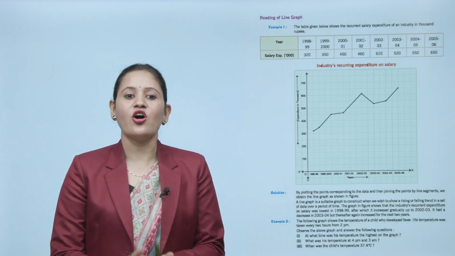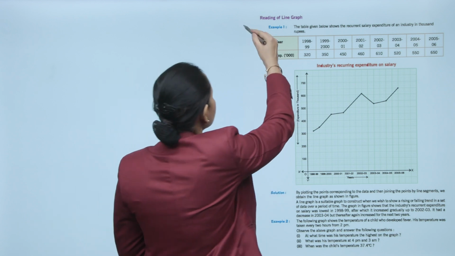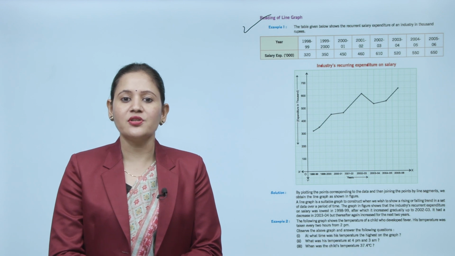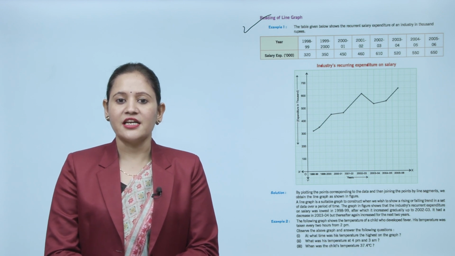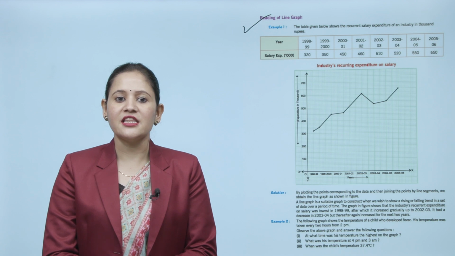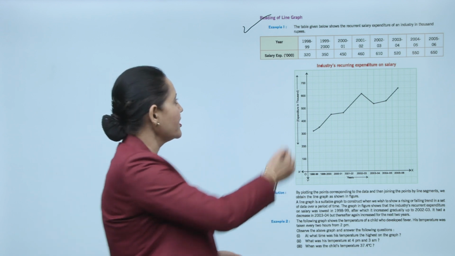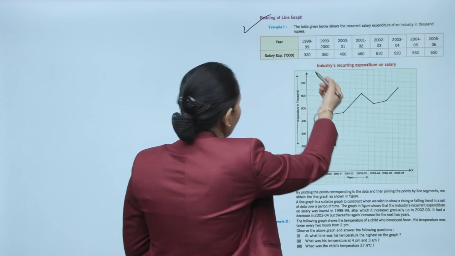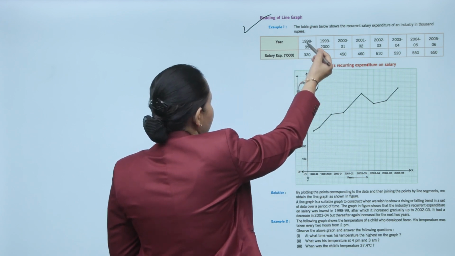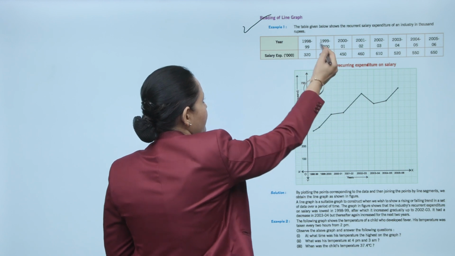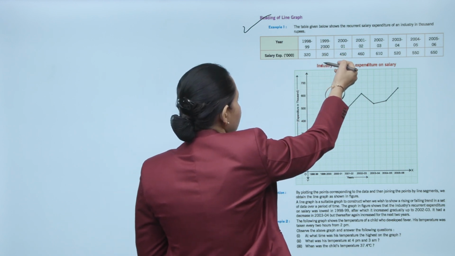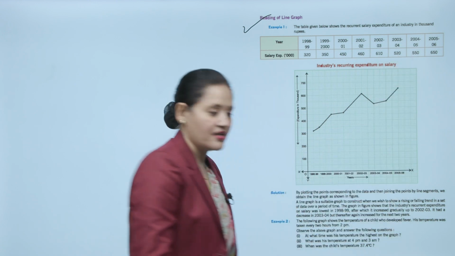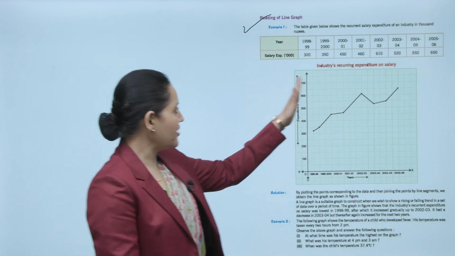Next is reading of line graph. Example: the table given below shows the recurrent salary expenditure of an industry in 1000 rupees. So here the year is given and salary expenditure in thousands of rupees. The year 98-99 is 320, 99 to 2000 is 350, 2000 to 2001 is 450, and it is given like this. Clear? And this graph is drawn.